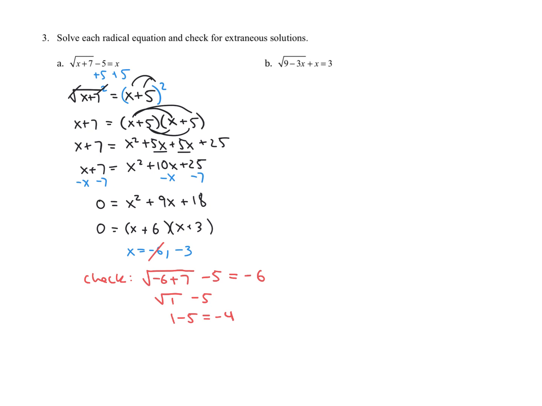And then I'm also going to check -3 to see if that one works. So the square root of -3 plus 7, minus 5, does that equal -3? Well, this is the square root of 4 minus 5, which is 2 minus 5, and that does equal -3. So that one worked. And so our only solution is -3. And this is an example of why it's so important to check your solutions when we solve radical equations, because even though we didn't do anything wrong, we got an answer that didn't work.